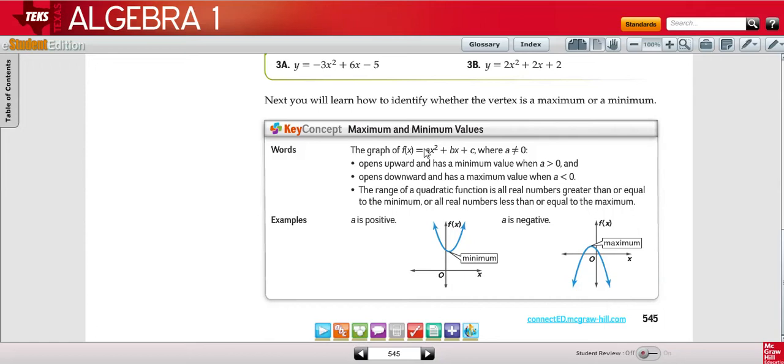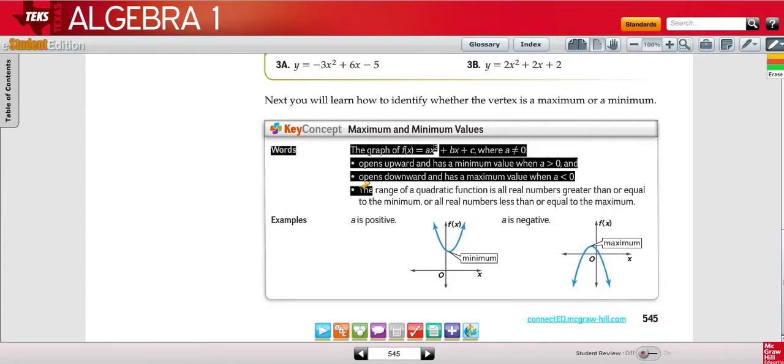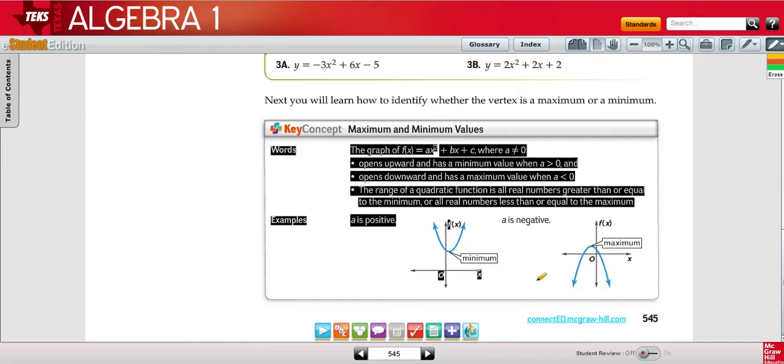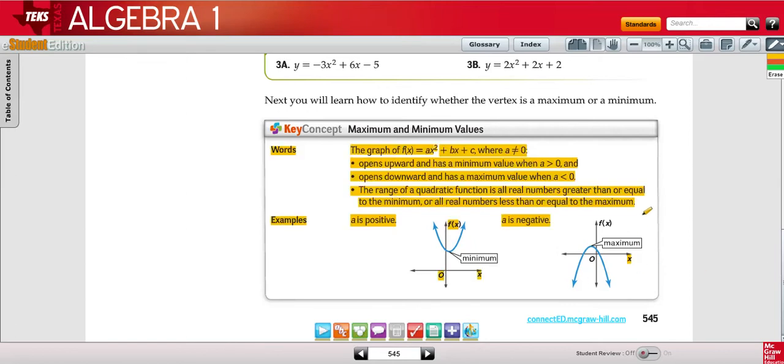Next, you will learn how to identify whether the vertex is a maximum or a minimum. Here, I want you to copy down this entire section that is labeled Key Concept. I also want you to sketch the graphs, if you can, into your Cornell notes.